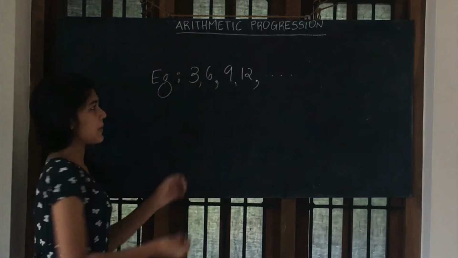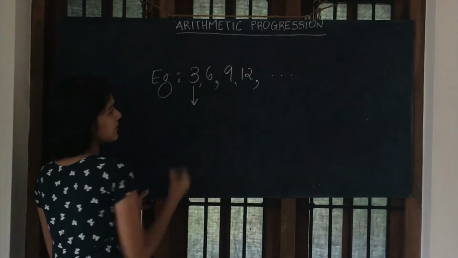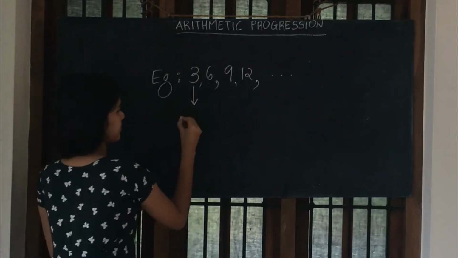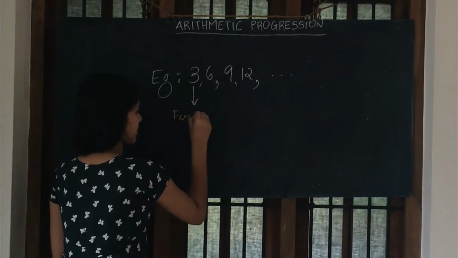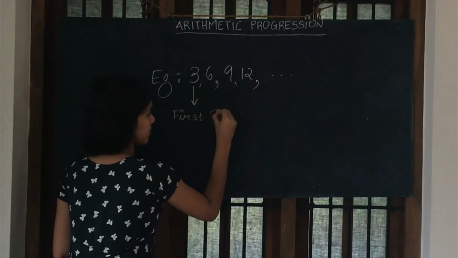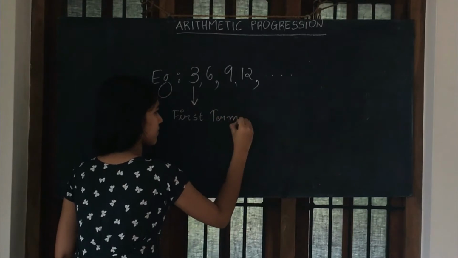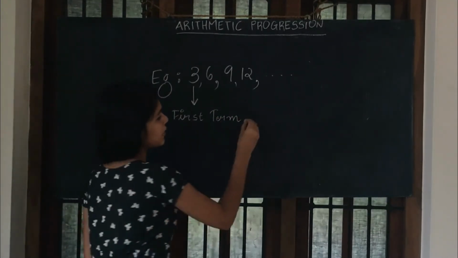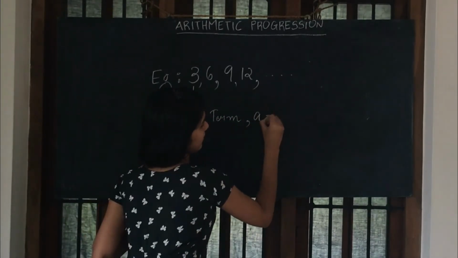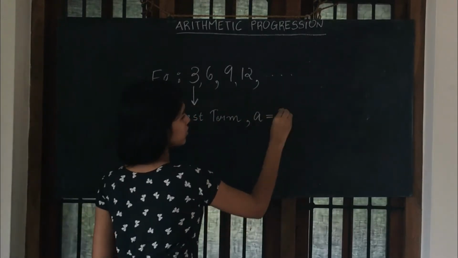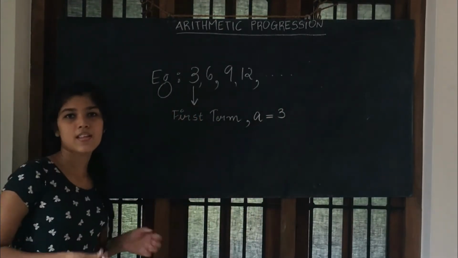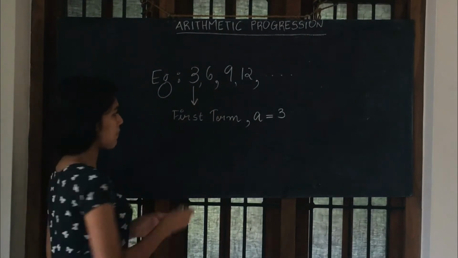This is an AP with first term 3. Let the first term be denoted as A. Then A is equal to 3. Now we have to find the common difference of this particular AP.